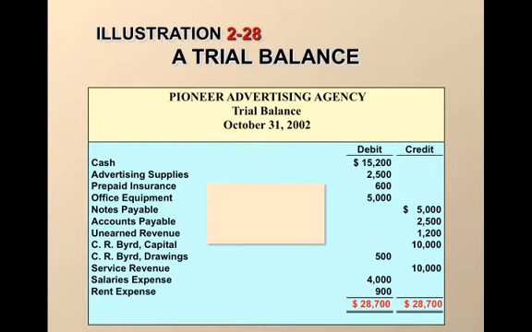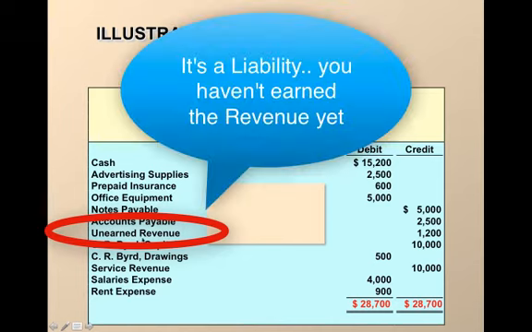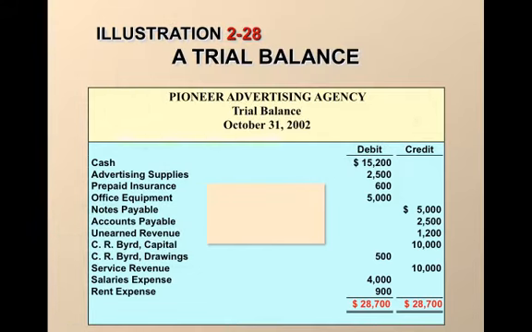By the way, here's a new account that we've never seen before, unearned revenue. This is revenue that you get paid for ahead of time that you haven't earned. So you owe the service or the business still. So it's currently a liability until you earn it. So when you see that, unearned revenue is a liability. So we have our assets, our liabilities, then owner's capital and drawings, then revenue and our expenses.